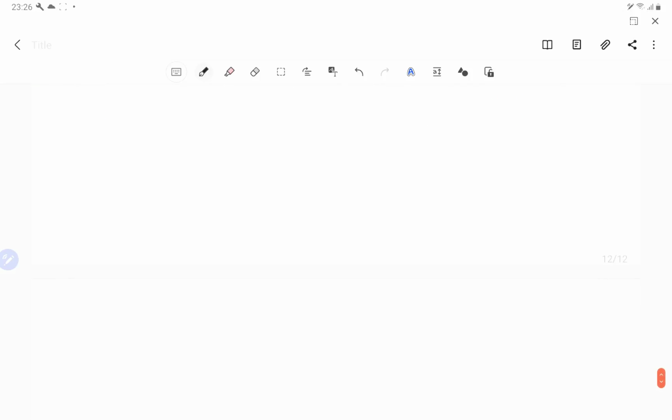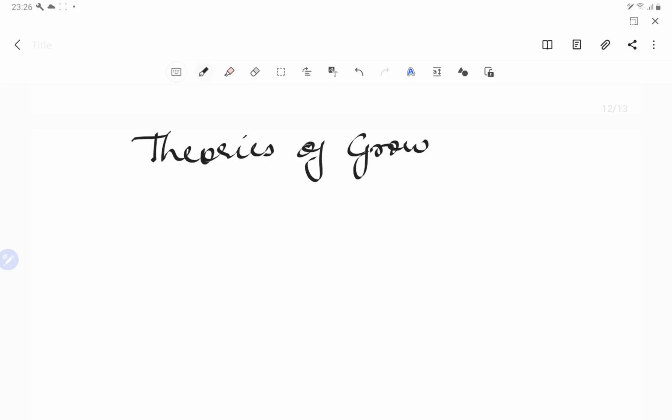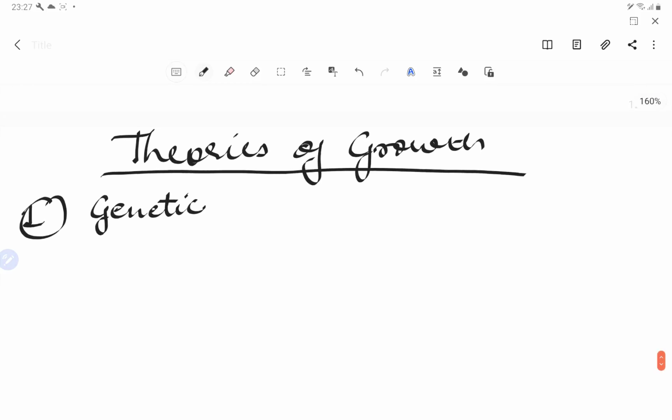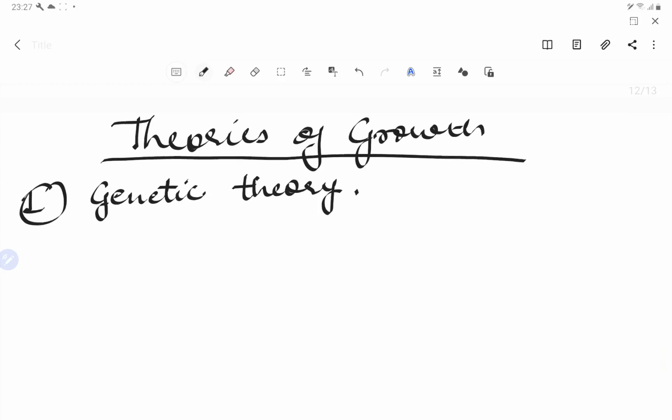Now guys, talking about the theories of growth. So first one we have is the genetic theory, according to which growth is controlled by the genetic factors, genetic influence, and it is pre-planned. So a person's genetics decide, like if the mom and dad are tall, then the child is going to be tall. So according to this, the genetics decides the growth of a person.